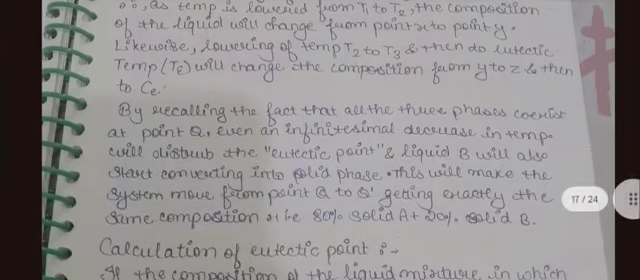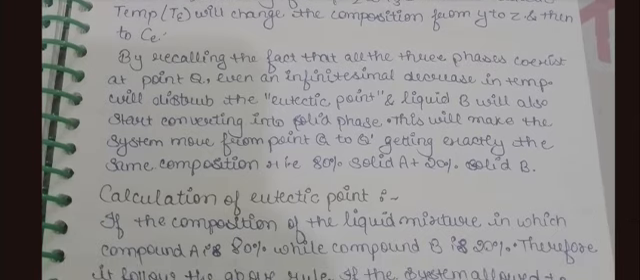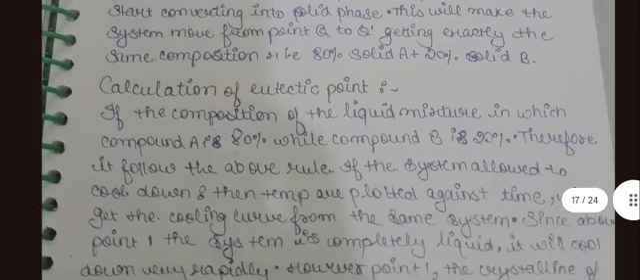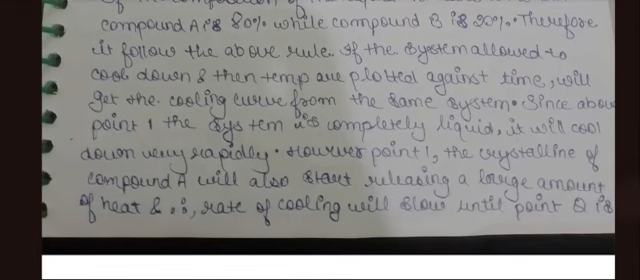By recalling the fact that all three phases coexist at point Q, even an infinitesimal decrease in temperature will disturb the eutectic point and the liquid will also start converting into solid phase. This will make the system move from point Q to Q', getting exactly the same composition X, that is 80% solid A plus 20% solid B. Calculation of eutectic point. Consider the composition of a liquid mixture in which compound A is 80% while compound B is 20%; it follows the above rule.